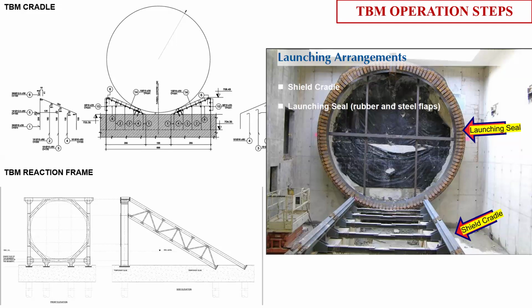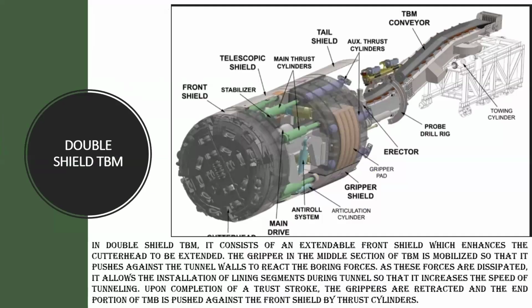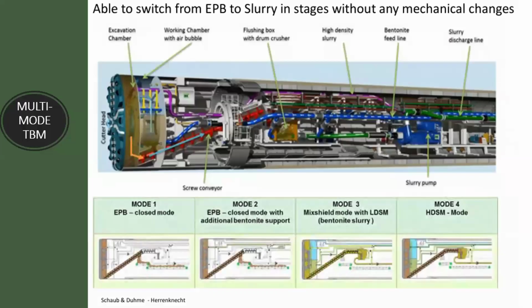So what is the tail end of the TBM? I will show you. This is the TBM machine. You can see this is the cutter head. This is the excavation chamber. Here you can see all these segments are being installed. So this is called the tail end of the TBM.